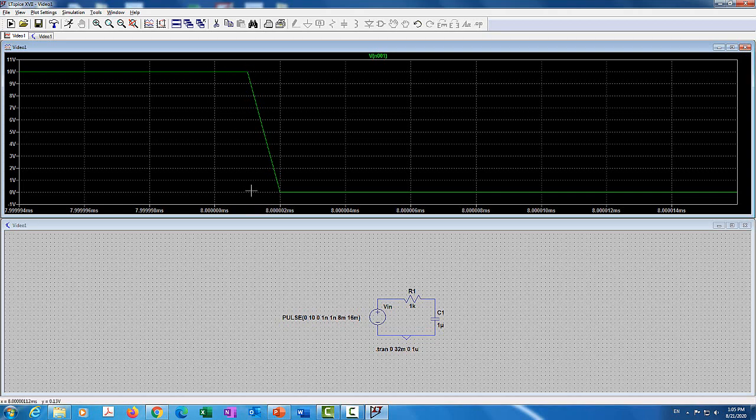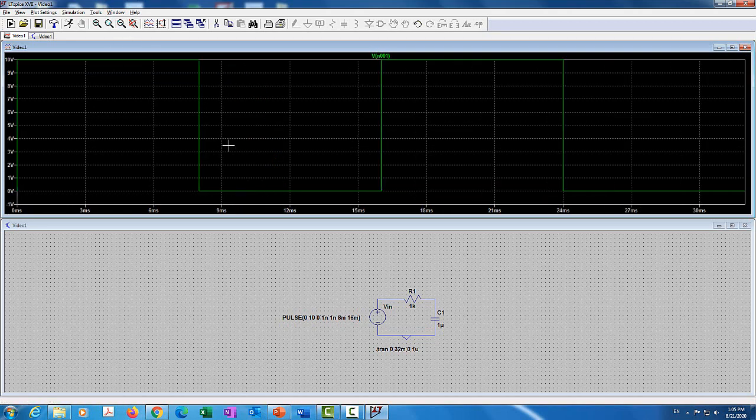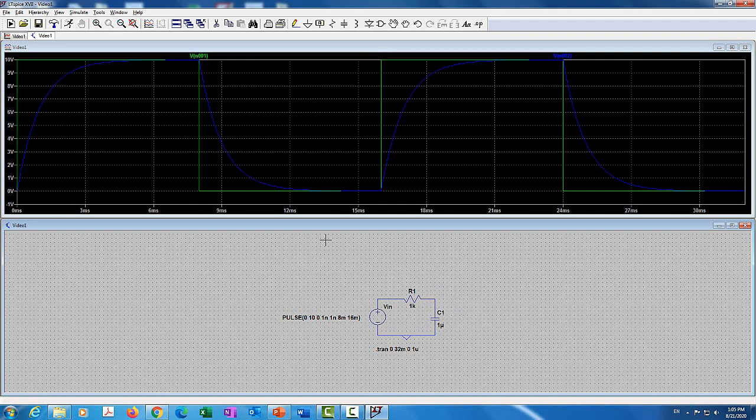Then the derivative is going to be infinite. The algorithm will diverge. So those are important things to know also when you simulate the circuit. Now we're also going to plot the output, and you can see that it's acting as we expected.